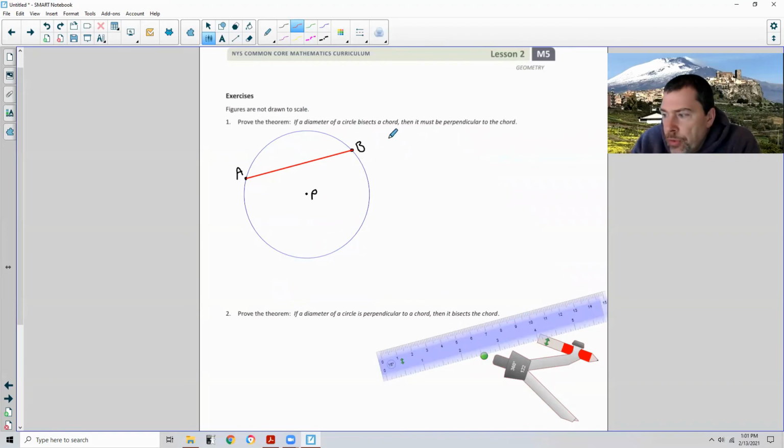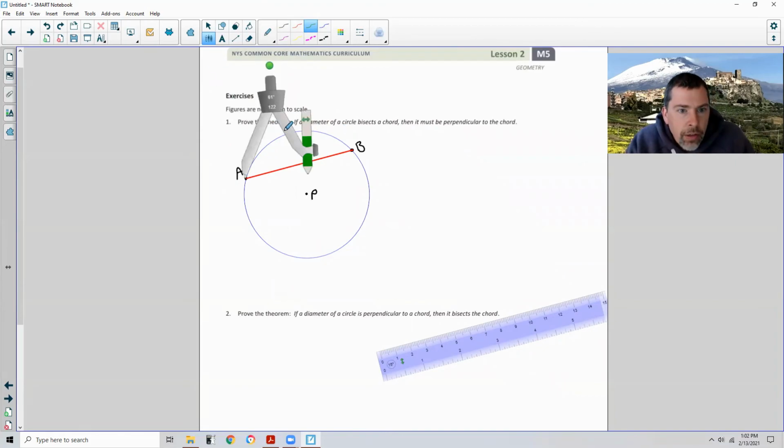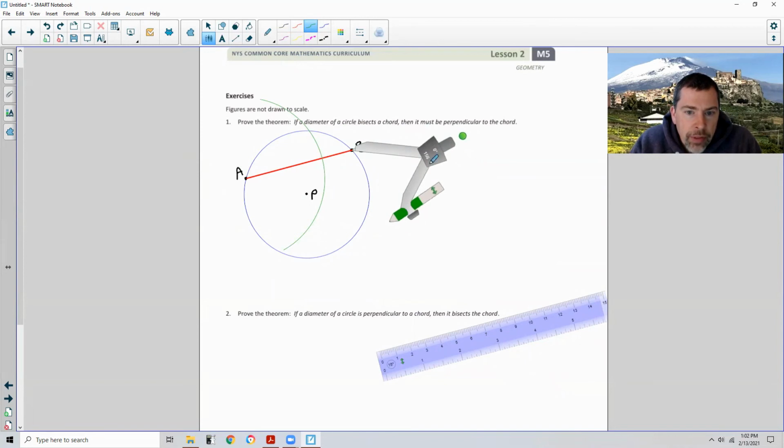Okay, and now I want to construct a perpendicular bisector of AB. So I get my compass. Let me rotate it so it's not off the screen. Okay, put the stylus on A. Let's change it to green. And remember how to do a perpendicular bisector. You want to open it up further than halfway, and then you draw an arc like so. Without changing the radius of the compass, you put the stylus on B and you repeat.